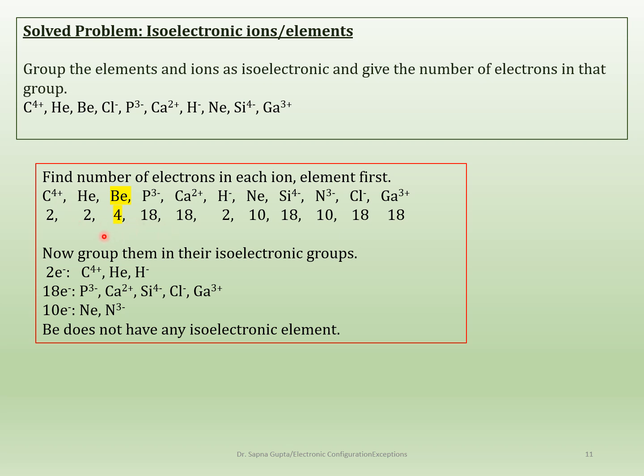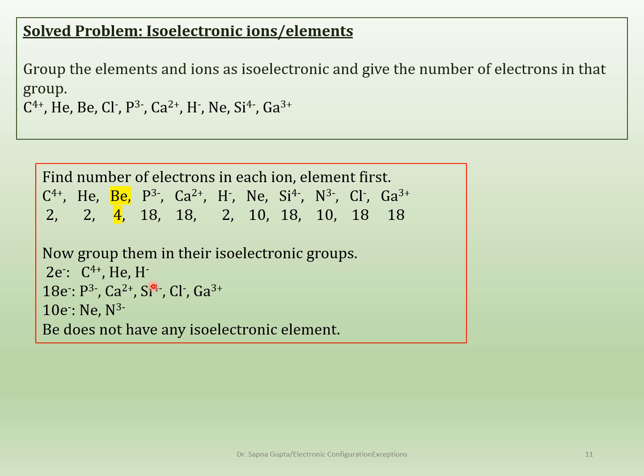So if you look at C4+, which has given 4 electrons away, it had 6 to begin with, so now it has 2 electrons, right? That's what we are trying to do here. Helium has 2, beryllium has 4, and so you find out the electrons in each of these species. So silicon 4-, which is 14 plus 4, is 18 electrons. Once you've identified all the electrons, then you just group them together.